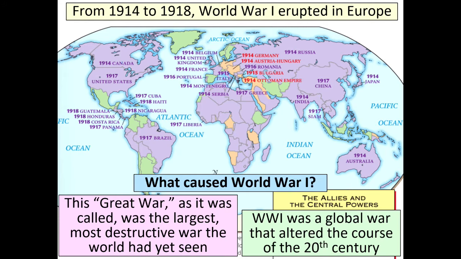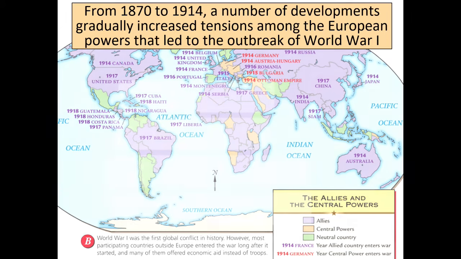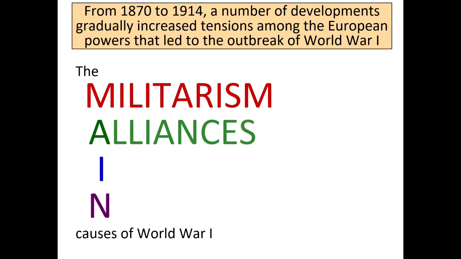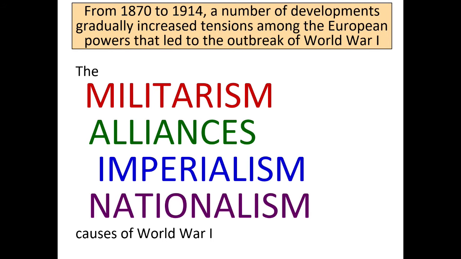What caused World War I? From 1870 to 1914, that's several decades, a number of developments gradually increased tensions among European powers that led to the outbreak of World War I. You can break these major trends down to the acronym M.A.I.N. And what we've got is militarism, alliances, imperialism, and nationalism. These are the main causes of World War I. They're certainly not the only causes, but these are the big, broad causes.